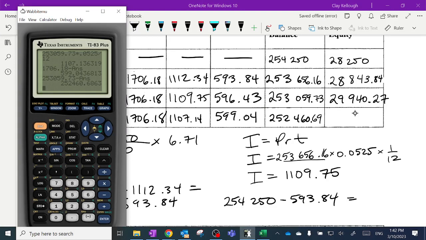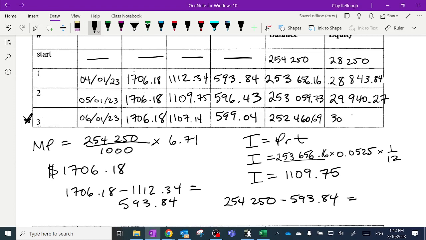Finally, what is my equity? How much of the house do I own now? I own that much, 29,940.27, plus the last payment I made, which was 599.04. I hit enter, and I get 30,539 and 31 cents.